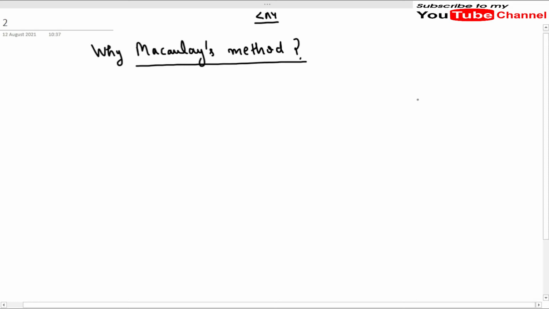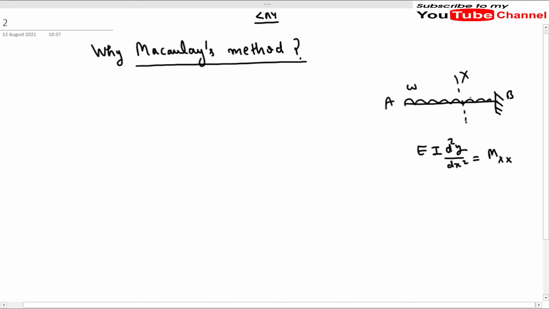Okay, so let us take an example of a cantilever beam like this. This is the fixed end and this beam is subjected to UDL of W. Okay, this is A and the fixed end is B. Now if I want to find out the slope and deflection in this cantilever beam at any point by using the double integration method, I will have to write this relationship: EI d2y over dx square is equal to Mxx. What is Mxx? Mxx is the bending moment at section xx, an arbitrary section xx at a distance of x.